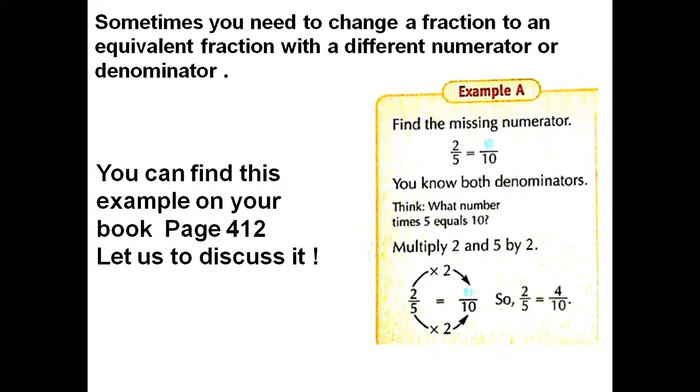Teacher, to get an equivalent fraction, we may multiply or divide, right? Yes. Here we did something to make the 5 become 10, right? We have to do the same thing to make 2 become what? Multiply it by 2. Excellent. So 2 times 2 equals what? 4. So the missing number is 4. Great job. If you have any question, you may write it in the chat, okay?